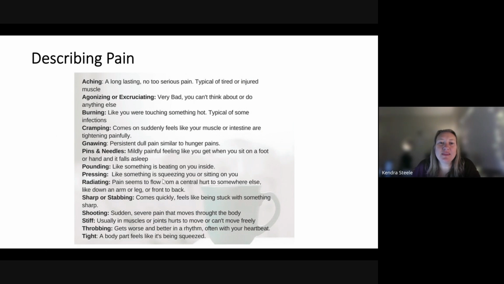Pressing is like something is squeezing you or sitting on you. Many times, if people are having a heart attack or a heart problem, they feel like someone is sitting on their chest. They feel that pressure.